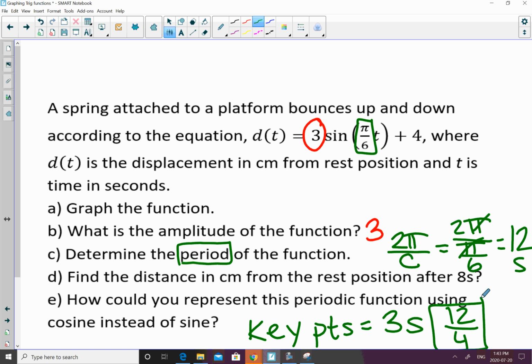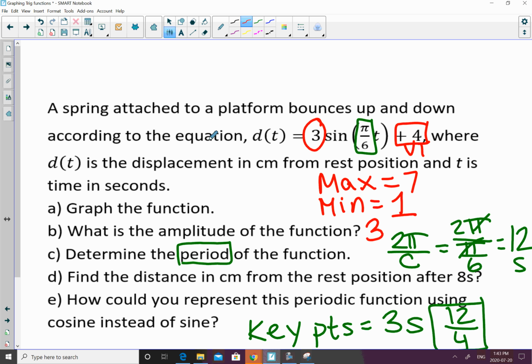The other thing we need before we start to draw the graph is the maximum and the minimum. The maximum is the amplitude plus the vertical translation, which is this number here. 3 plus 4 is 7. The minimum is the center, the vertical translation, minus the amplitude. 4 minus 3 is 1. So the maximum y value is 7, the minimum y value is 1.